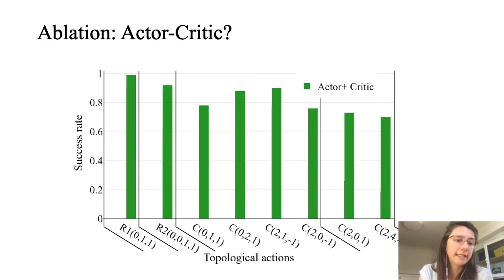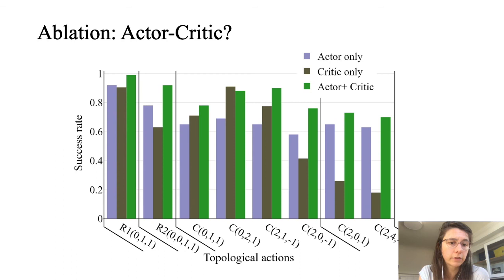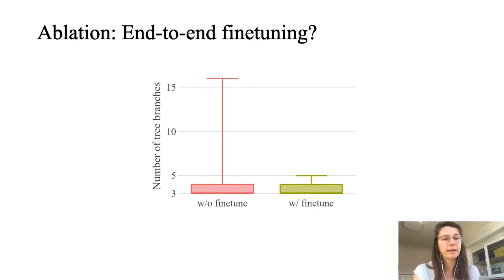In addition, we have validated that using both actors and critics improves the success rates of topological actions. Only using critics performs poorly on the more difficult topological actions. We also see the actor-only method is consistently worse than using both networks, shown in green. We also evaluated the number of branches in the search tree before and after joint fine-tuning of motion primitives, and repeated the experiment for 50 random start geometries. The worst case search cost decreases a lot after we have done the fine-tuning.